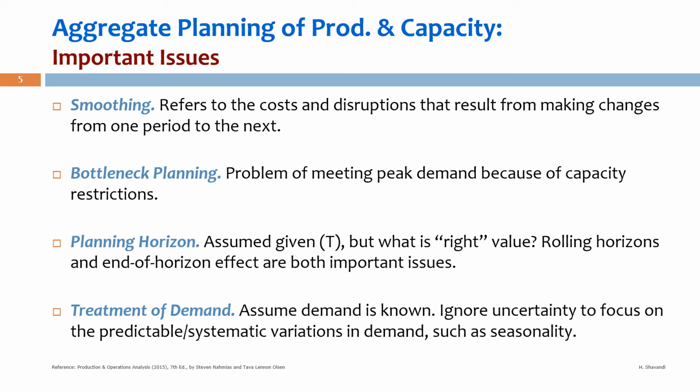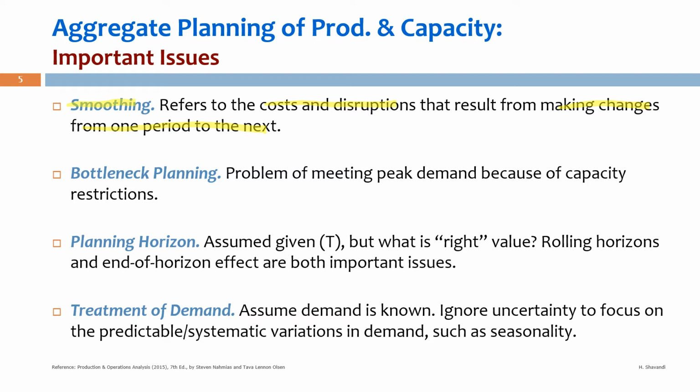So let's see what the important issues in aggregate planning are. Smoothing refers to the costs and disruptions that result from making changes from one period to the next. If there is no change from one period to the next, then there is no cost. But if there are changes, then we have a smoothing cost. For example, hiring new employees or firing employees or increasing the production level are changes, right? Because of that, we will have a smoothing cost.